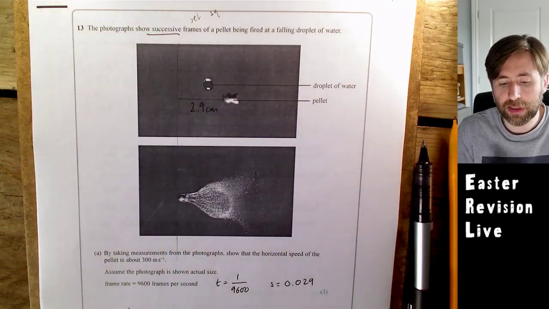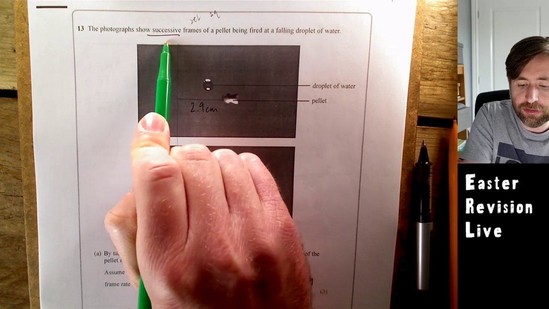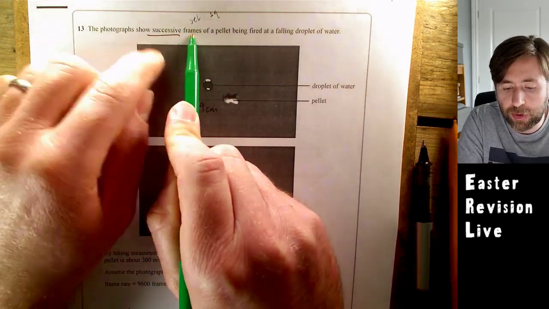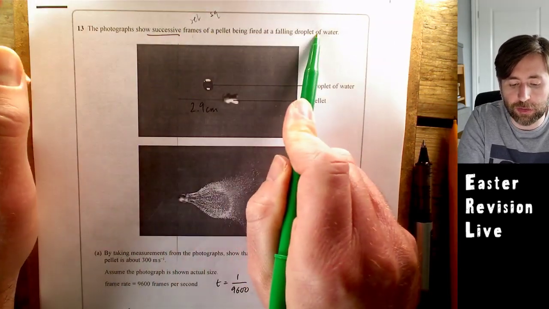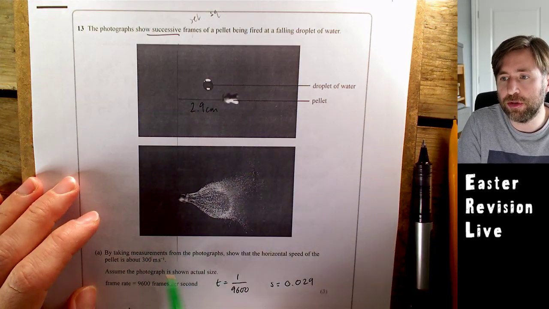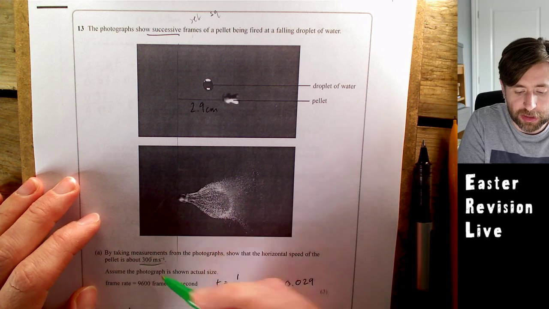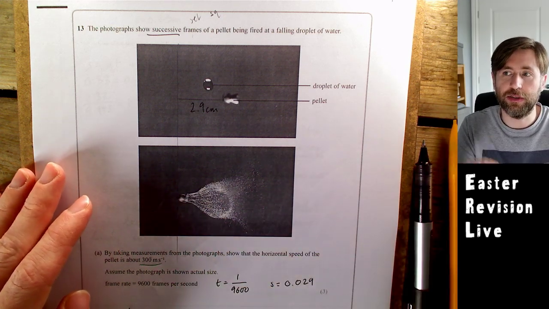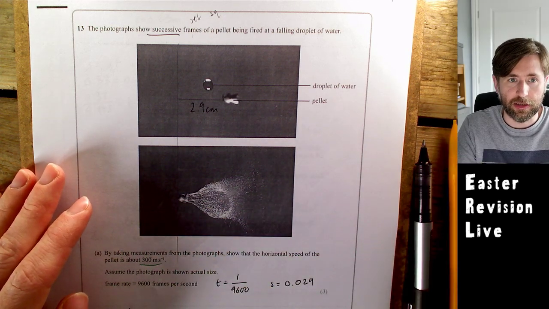Okay, next one then. The photograph shows successive frames of a pellet being fired at a falling droplet of water. By taking measurements from the photographs, show the horizontal speed of the pellet is about 300 meters per second. Now this again is an easy question, but kids are kind of getting stuck with it.